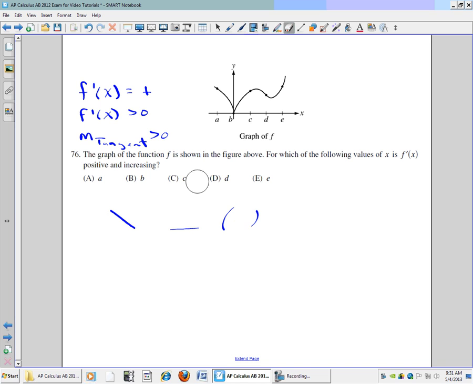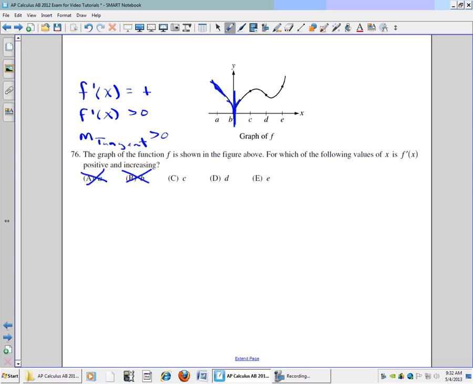So let's go ahead and look at the graph. We look at point A first, and we look at the tangent line, and that tangent line has a slope that's negative, not positive. So we can already rule out A. At point B, the slope is undefined because we have a vertical line, we have a cusp, and so that slope is undefined there, so it is not positive nor negative at that point.